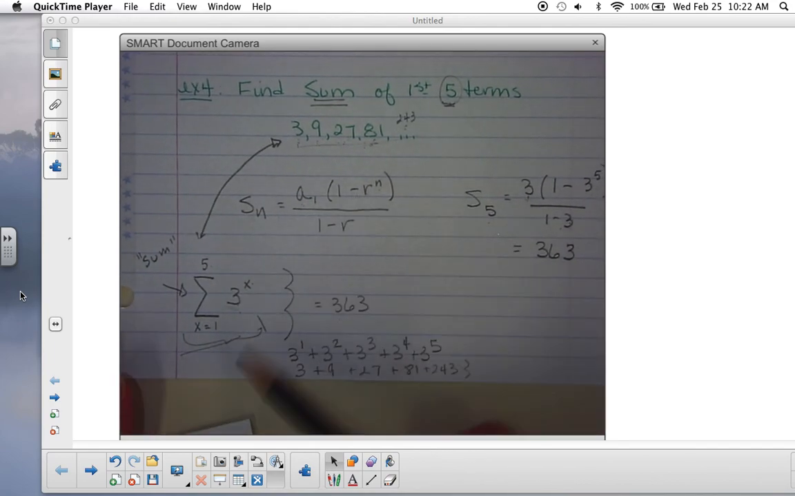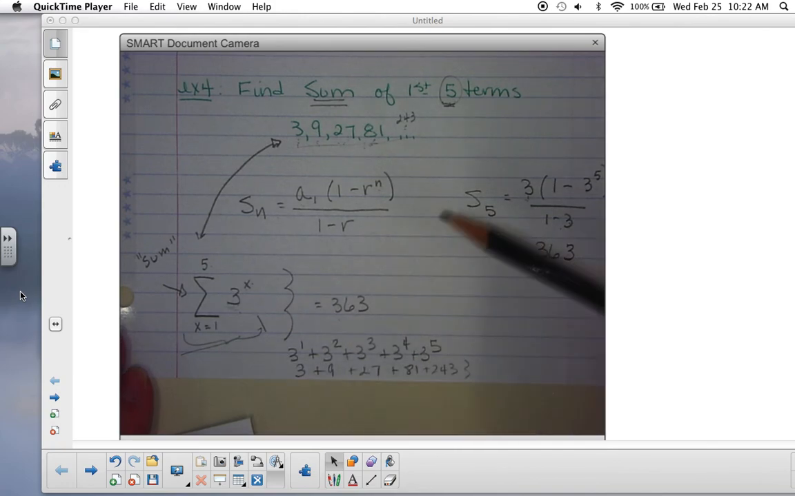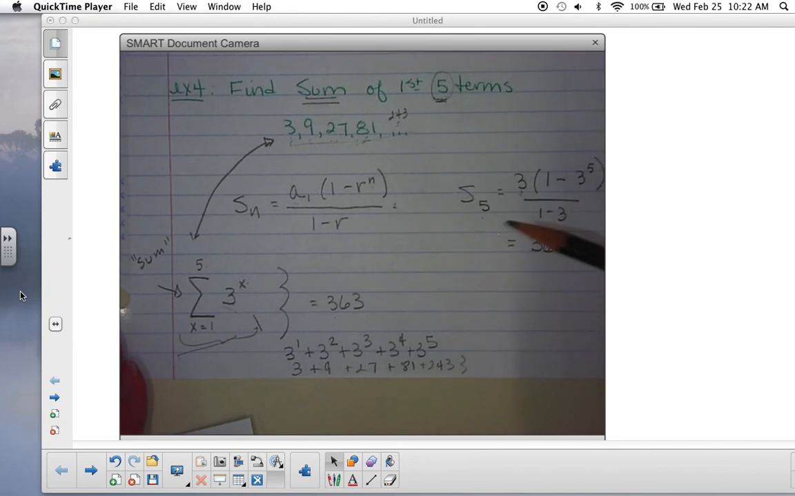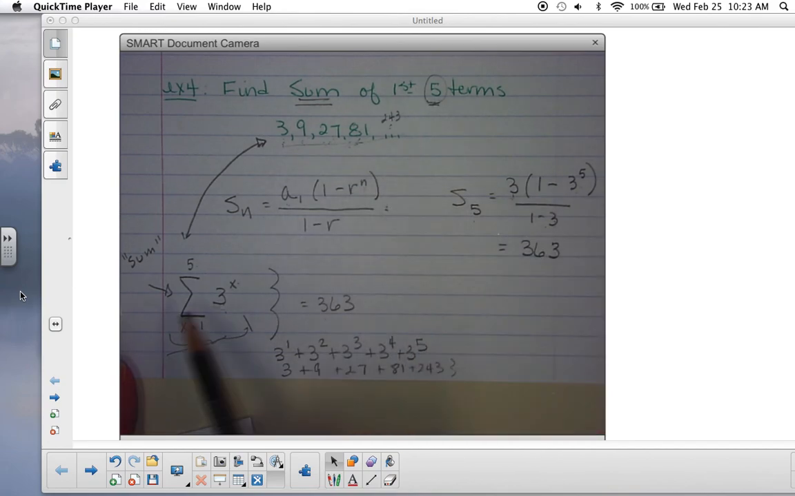Either of these would be acceptable, but truly when it says sum and it's a geometric or arithmetic, since this formula is on the reference sheet, I usually do it this way. I've got the formula, they give it to me, and it's not hard for me to plug in, whereas with this I have to think a little bit about what goes where.